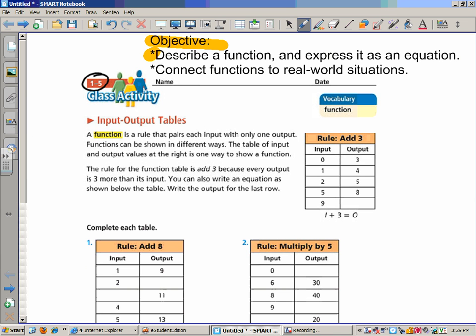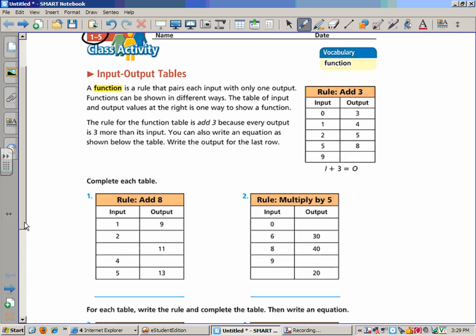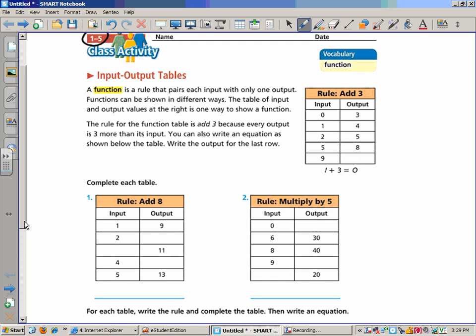What we're going to do is describe a function and express it as an equation and connect functions to real-world situations. Okay, so let's go over quickly kind of what you remember about what a function is. A function is a rule that pairs each input with only one output. Functions can be shown in different ways. The table of input and output values at the right is one way to show a function.